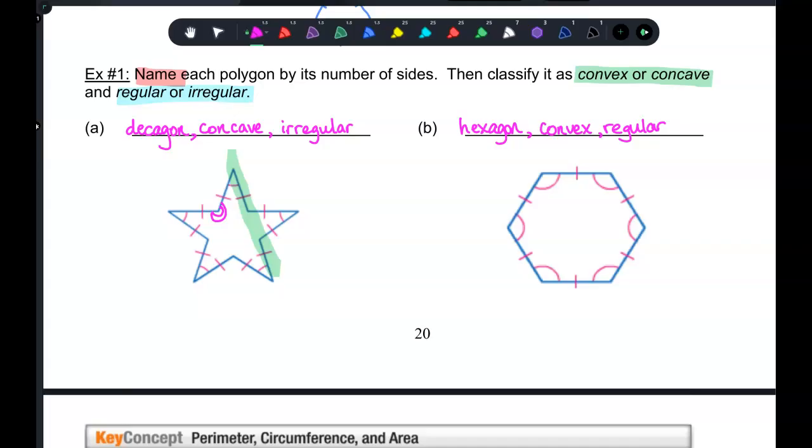All right. Almost done with chapter 1. Last page.